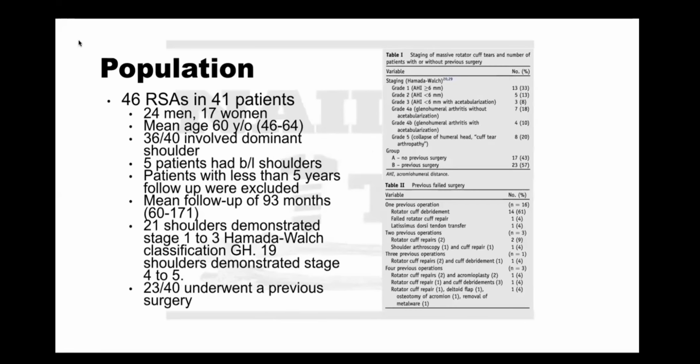So in terms of population, it started with 46 total shoulders and 41 patients. 24 were men, 17 were women. Mean age was 60, with a range from 46 to 64, but as you can see, the mean age was closer to the higher end, near that elderly population.